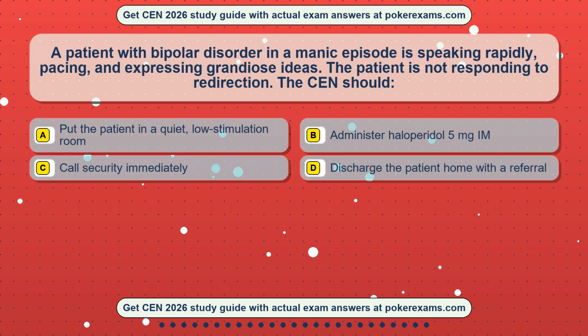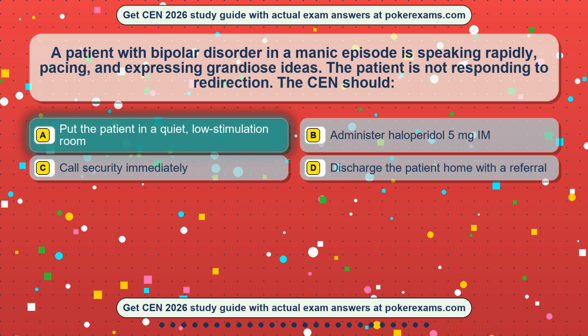Question 21. A patient with bipolar disorder in a manic episode is speaking rapidly, pacing, and expressing grandiose ideas. The patient is not responding to redirection. The CEN should: Option A, put the patient in a quiet, low-stimulation room. Option B, administer haloperidol 5 mg IM. Option C, call security immediately. Option D, discharge the patient home with a referral.